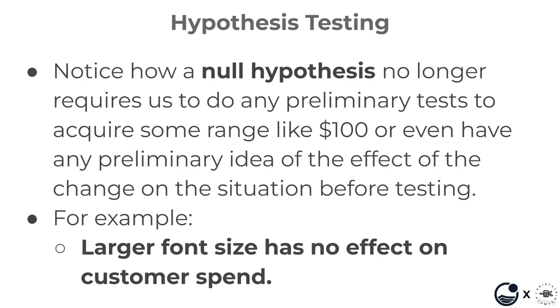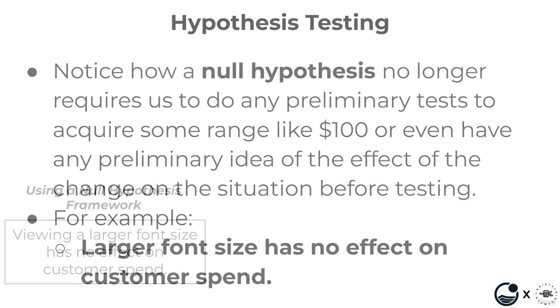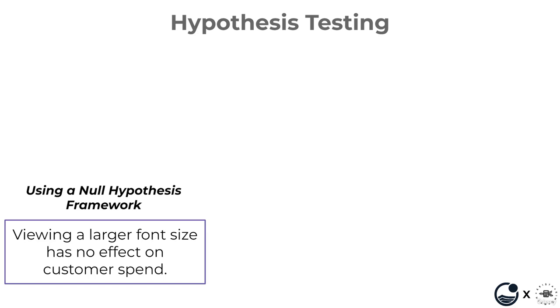Notice again how a null hypothesis no longer even requires us to do any preliminary tests, because I don't need to acquire some range like $100. So this whole idea of trying to do a little preliminary test to figure out the expected range, I throw that out the window with the null hypothesis, because all I'm doing is I'm just framing it as if this change is going to have no effect. That is my hypothesis. And that null hypothesis works a lot better in the framework of reject or fail to reject.